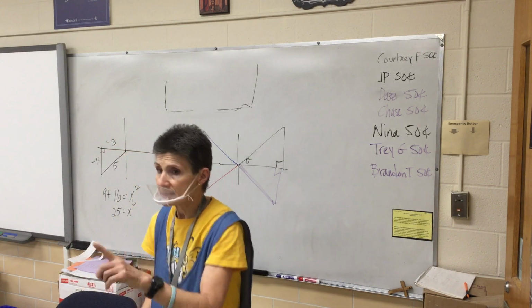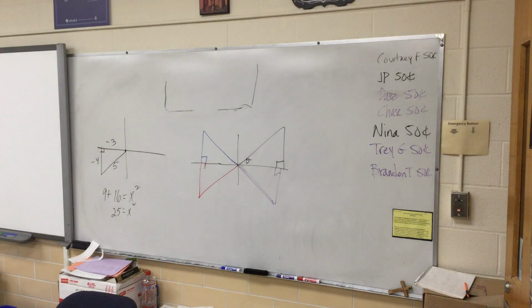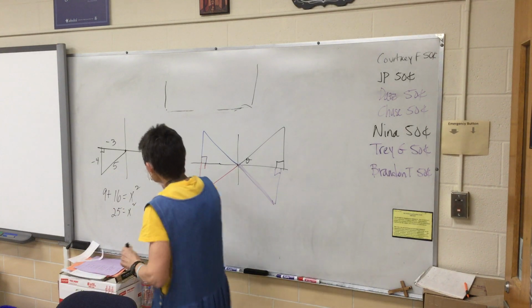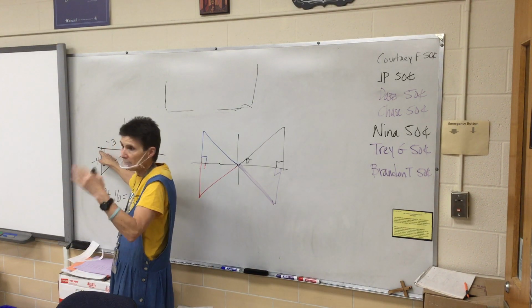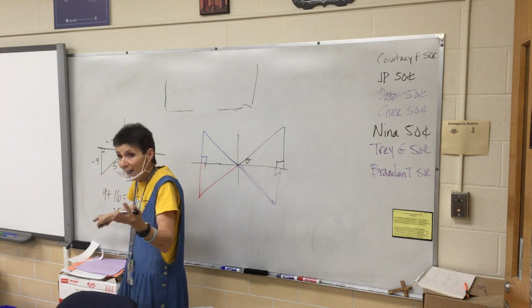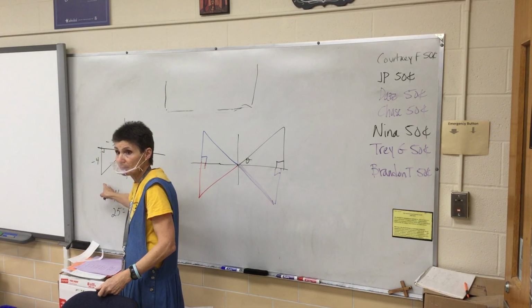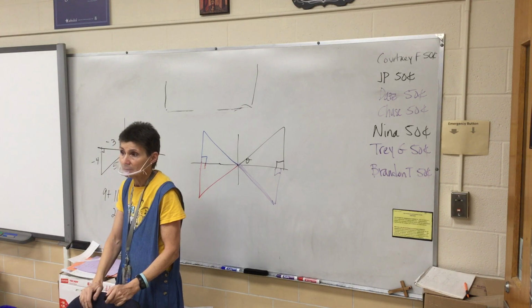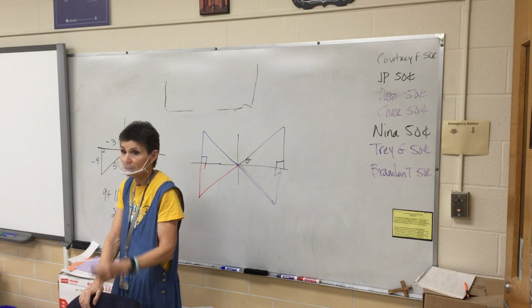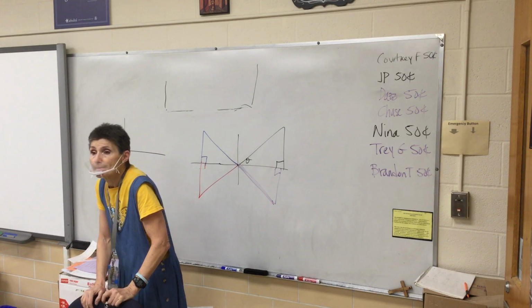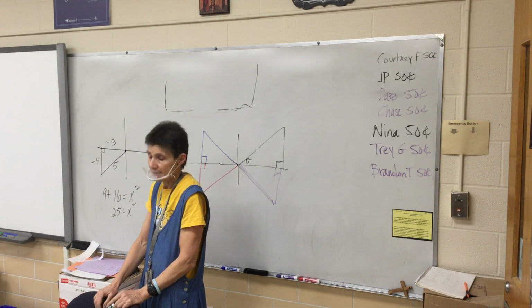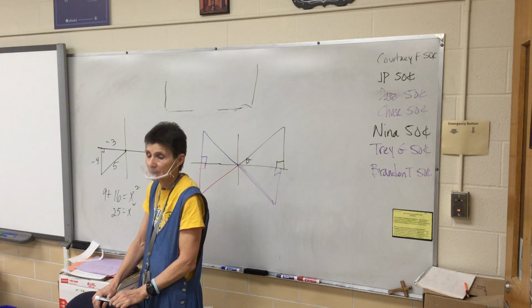Now, here is something really, really important. The hypotenuse is always a positive number. So, obviously, x can be positive or negative. Y can be positive or negative. But the hypotenuse is always positive. Hypotenuse is always like C in the Pythagorean Theorem.